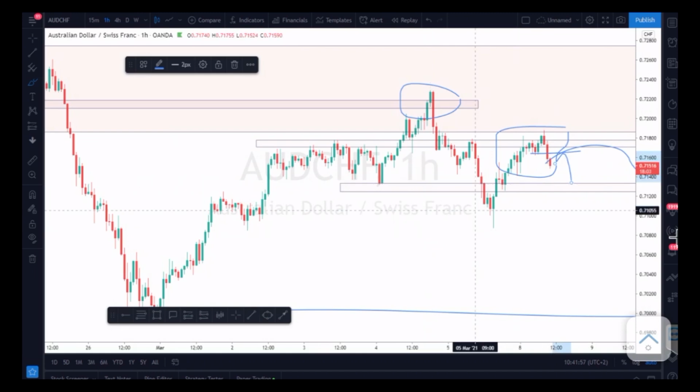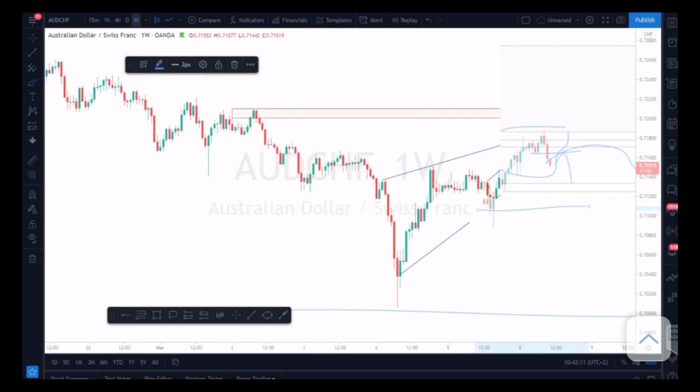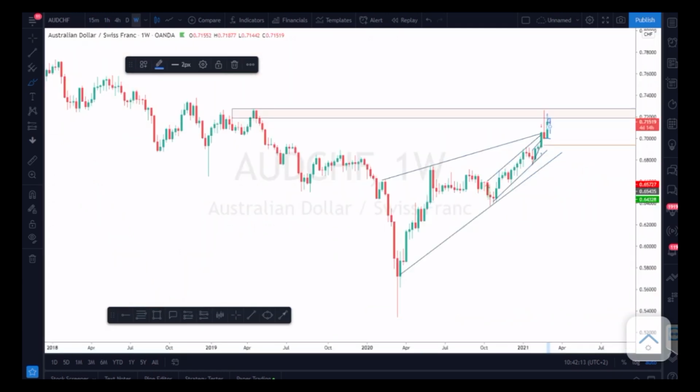Obviously, I want to be at break even before we reach these lower structures down here. And I'm just going to let my position run until first TP, which is down there, guys. So, nice short position that we're looking for here on Aussie Swiss Franc. That is the first pair that we're going to analyze in this weekly breakdown.